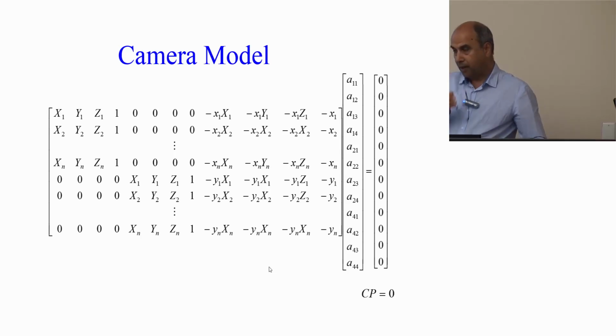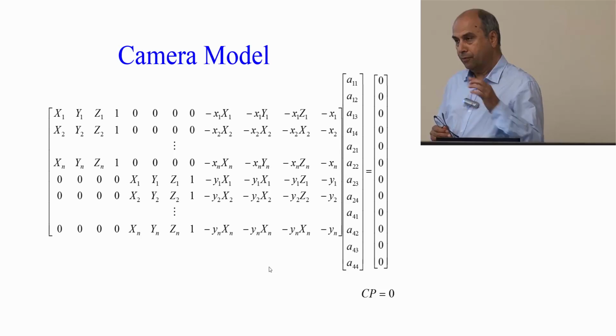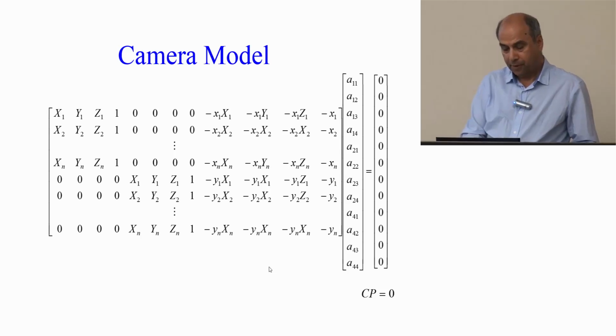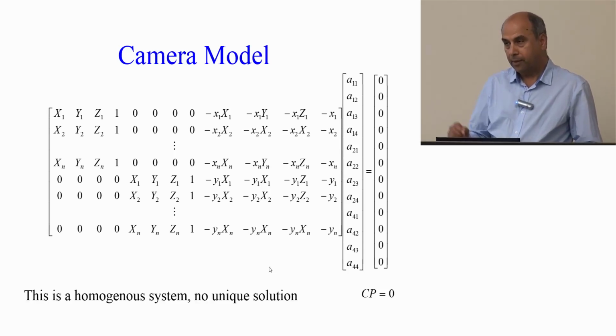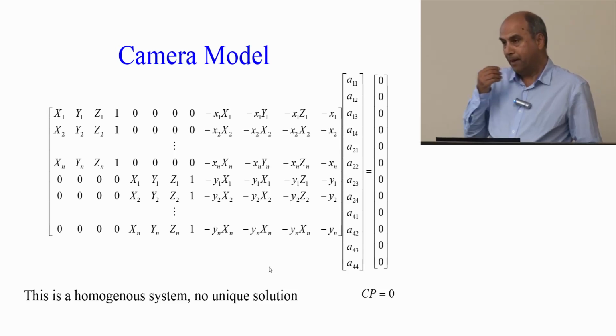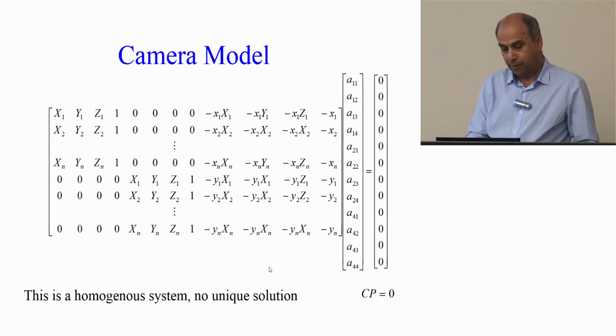So this is called a homogeneous system because the right side is 0. So there is an infinite number of solutions. There's no unique solution because the other side is 0. So therefore, what we are going to do is pick one of the elements, a4, as 1 and try to find a solution.